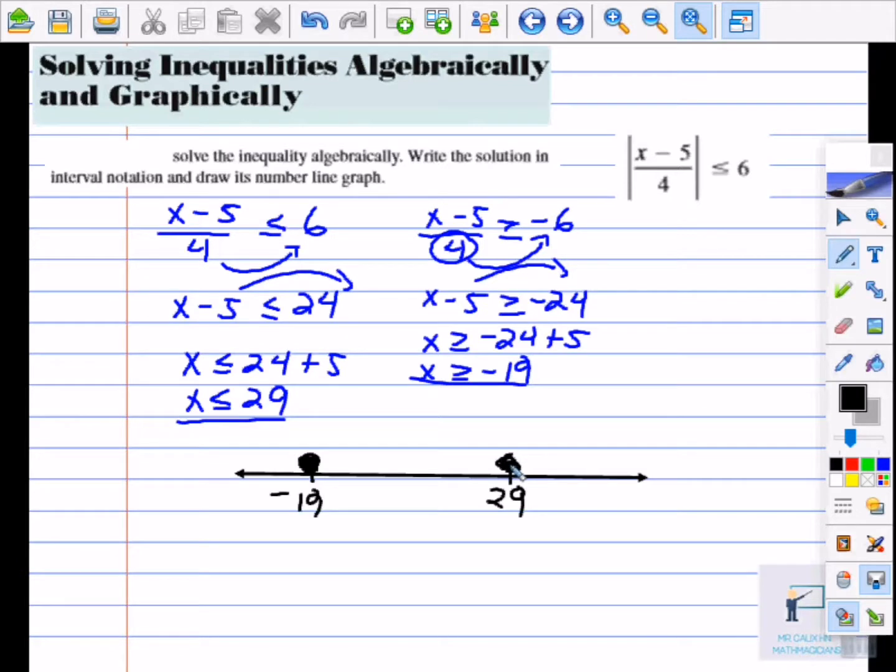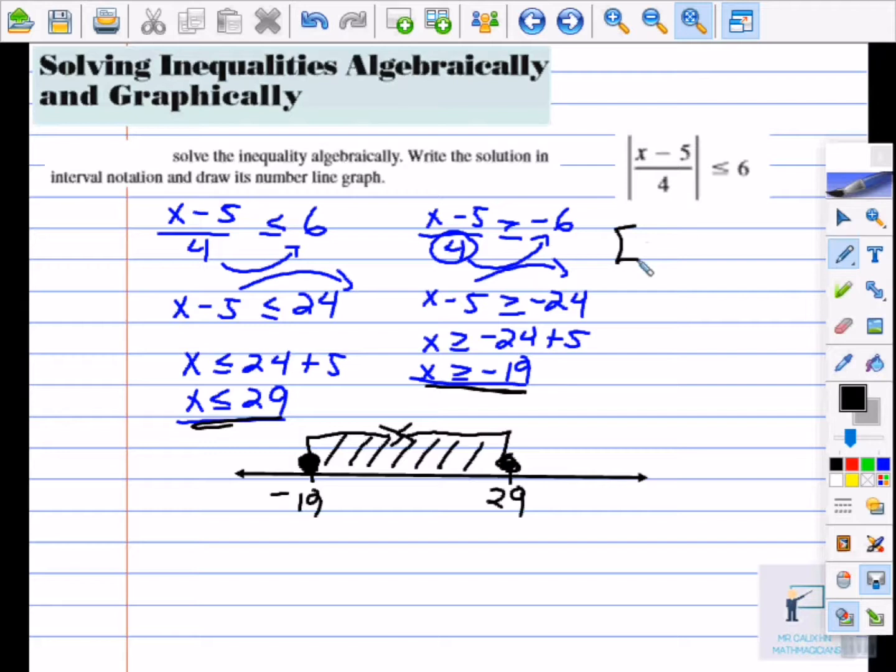Then you have to read it. It says that x is greater than negative 19. Numbers that are greater are to the right. It says that x is less than 29. Numbers that are less are to the left. If they meet, that means that your answer has to be somewhere in between negative 19 and 29, including negative 19 and 29.